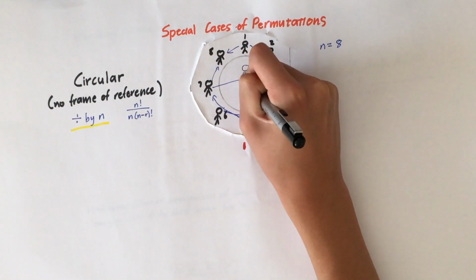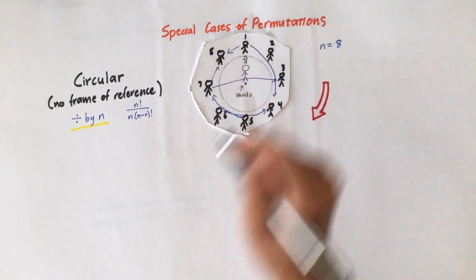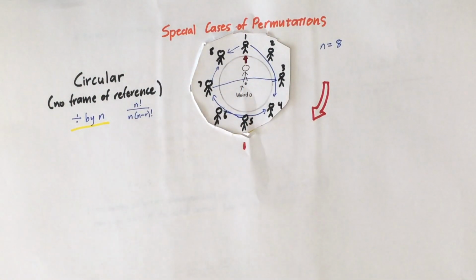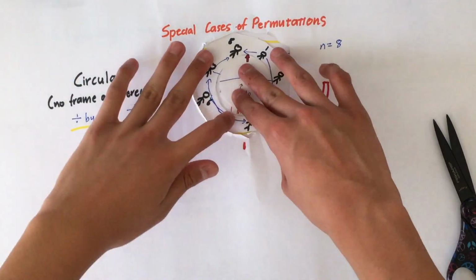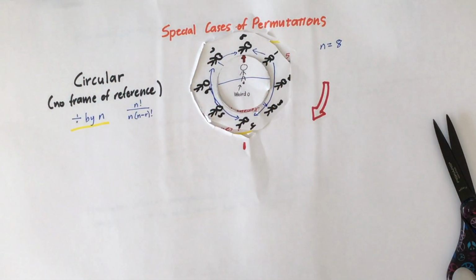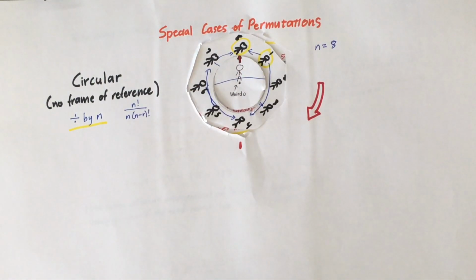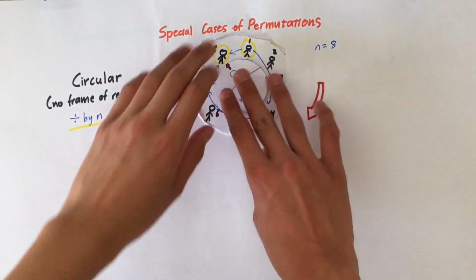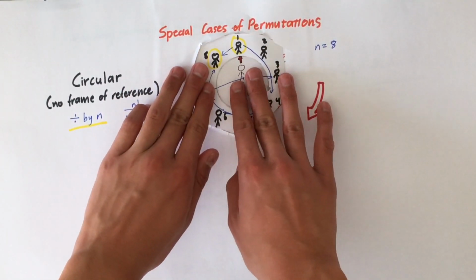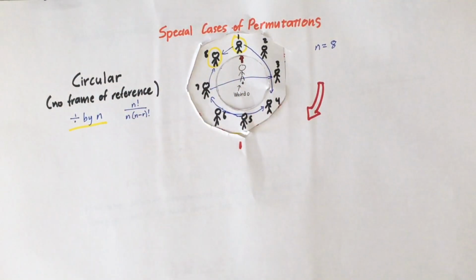Let's say that you decided to be a weirdo, and then you stand right in the middle of the table and stare directly at person number 1. If everyone decides to move one seat clockwise, then you can immediately tell that you aren't looking at person 1 anymore. Now you're looking at person number 8. So therefore, if you have a frame of reference, like any place where you can look in and see the orientation, then that turns it into a linear permutation, and you don't have to divide by n.